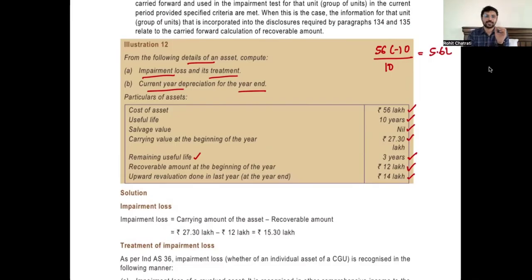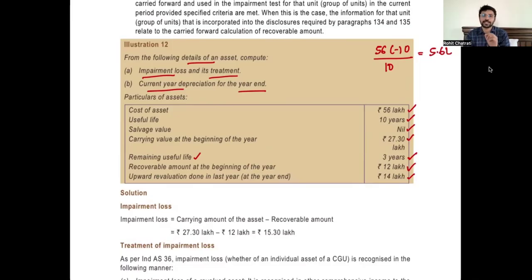Now, what Ind AS 36 states is, if you have an impairment loss on a revalued asset, in the past you revalued an asset and recognized the gain in other comprehensive income. And if in the current year you are impairing such an asset, then the impairment loss should not be first recognized in the statement of profit and loss. The general rule that we learned is that any impairment loss will be debited to P&L.